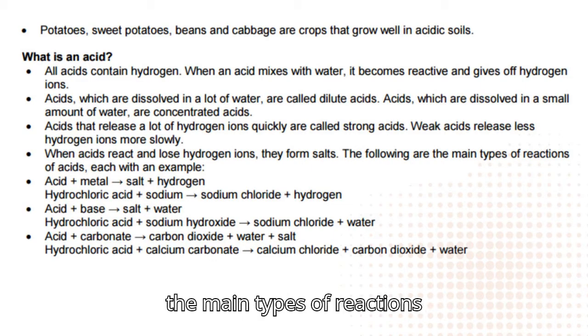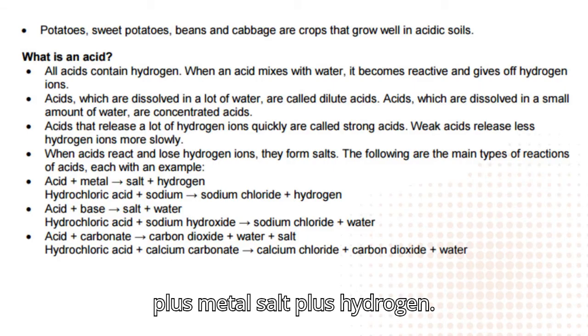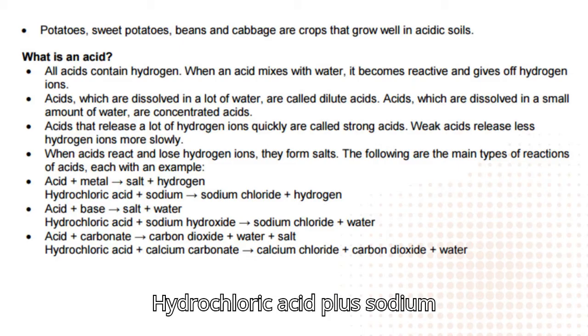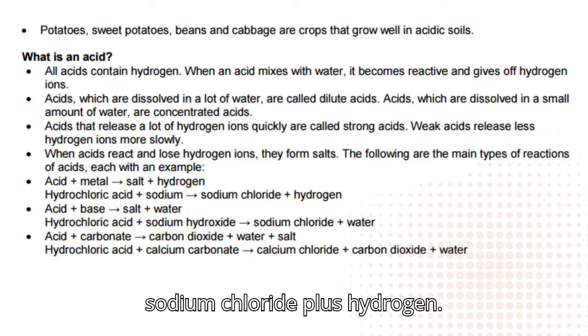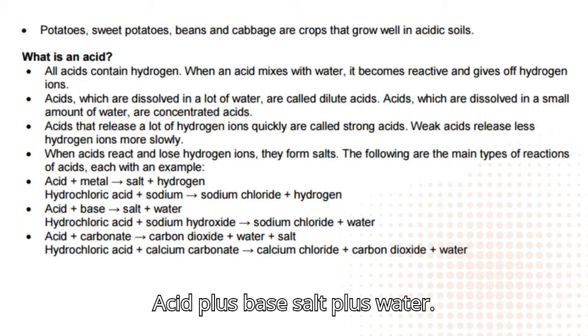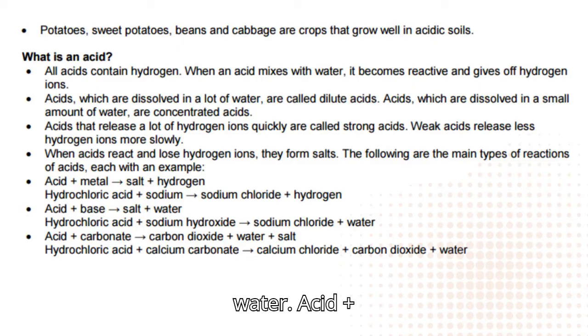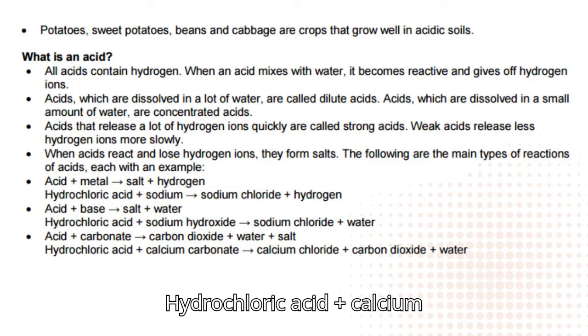The following are the main types of reactions of acids, each with an example. Acid plus metal gives salt plus hydrogen. Hydrochloric acid plus sodium gives sodium chloride plus hydrogen. Acid plus base gives salt plus water. Hydrochloric acid plus sodium hydroxide gives sodium chloride plus water. Acid plus carbonate gives carbon dioxide plus water plus salt. Hydrochloric acid plus calcium carbonate gives calcium chloride plus carbon dioxide plus water.